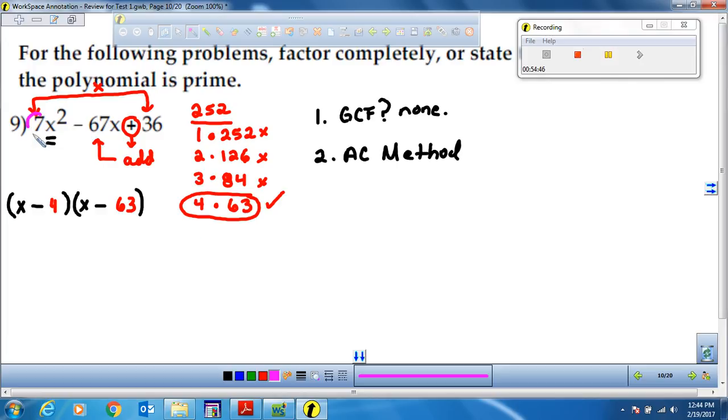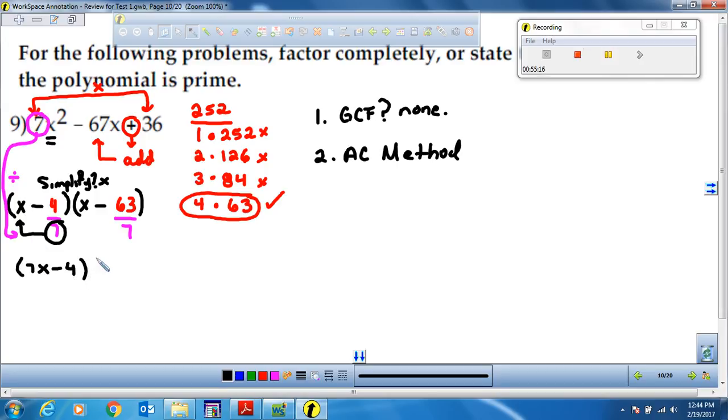Last step in the process of the AC method is that we need to divide both of these factors by A. In this case, A is 7, so I divide them by 7. 4 divided by 7, you cannot divide it, but can I simplify this fraction? No, right? 4 and 7 cannot be simplified, so we're going to bring the 7 in front of the x. So that would give me a 7x minus 4. And 63 divided by 7 is going to be x minus 9.